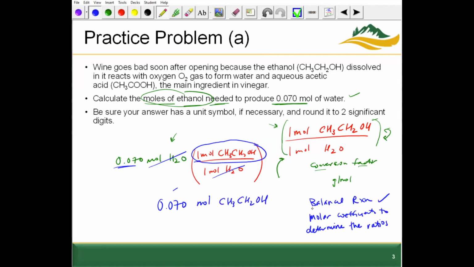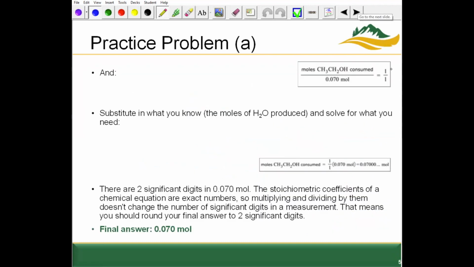Okay, so we need to balance the reaction first, then use those molar coefficients to determine these different molar ratios. Here the mole ratio of ethanol is 1 mole of ethanol for every 1 mole of water. So here's our 1-to-1 mole ratio. We needed to produce 0.070 moles of water. So in order to do that, we are going to need 0.070 moles of ethanol. So that is our final answer.